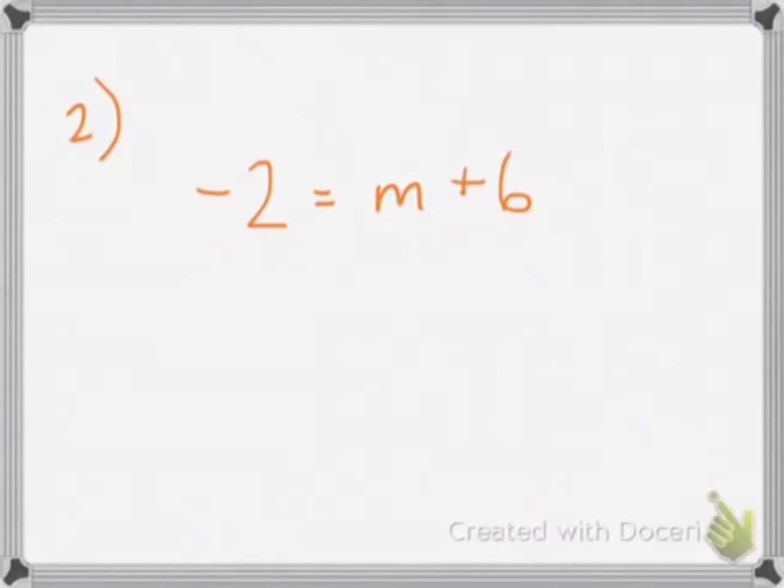Let's look at our second example. Negative 2 equals m plus 6. Again, I have to isolate the variable in order to determine its value. That's my goal. So I look on my right side. I know my constant is that plus 6, so it's positive 6.